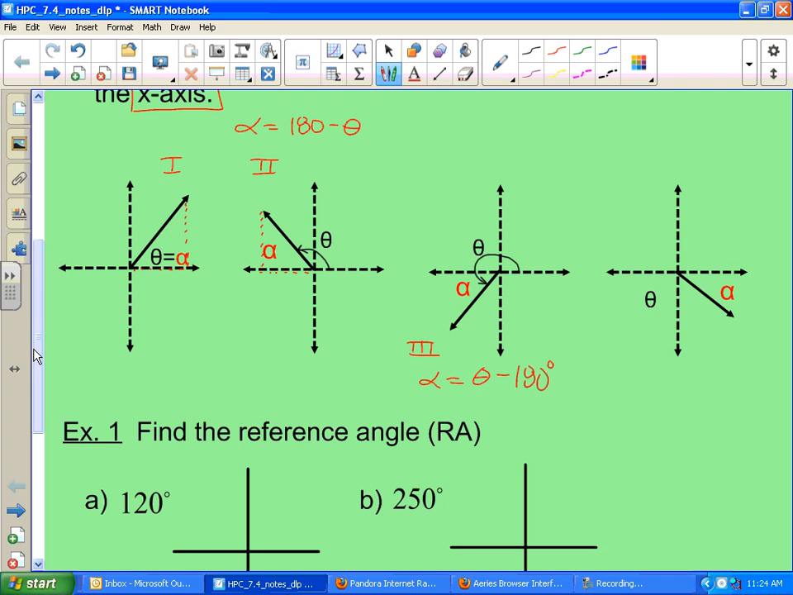All right, and then over here, quadrant 4, what does this one have to be? 360 minus what? Theta. Okay. So alpha here is all the way around and remove theta. So 360 degrees minus theta. So there they are. Those are our 4 rules for finding reference angles in all quadrants.